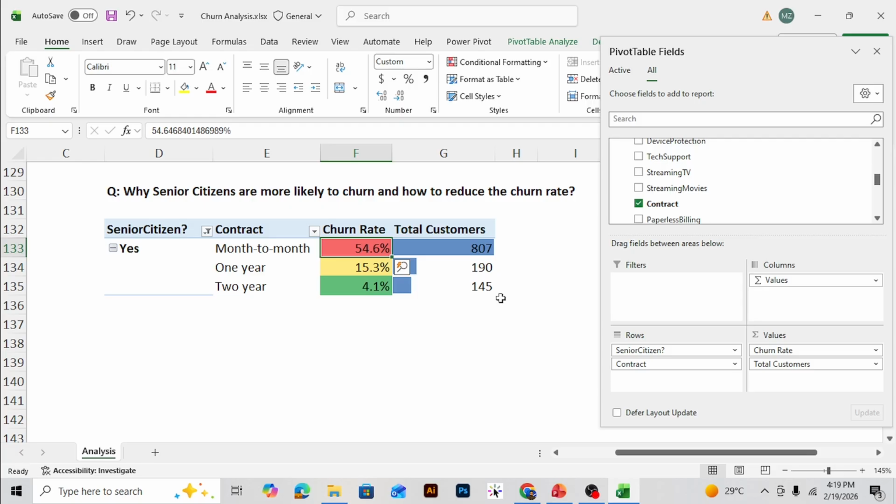There is a huge gap between the churn rate of 2-year and month-to-month contracts. So if we can somehow provide our senior citizens a 2-year contract with some discounts, we can surely retain our existing customers.